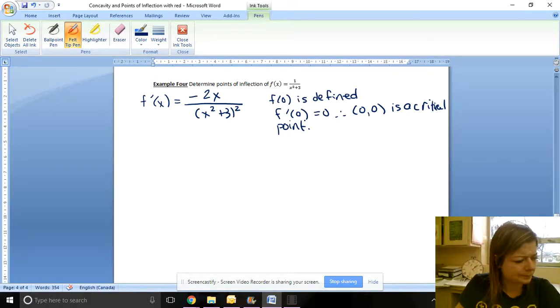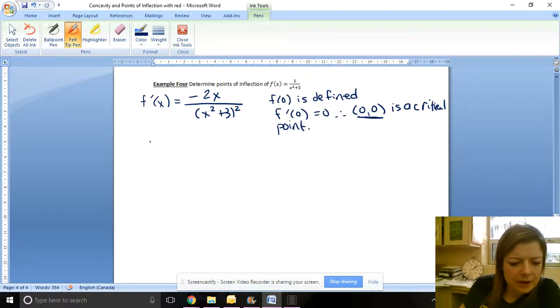So there you go. There's nothing that actually makes this function undefined. There's nothing that makes the denominator 0. So this is the only critical point that we find, again, because the denominator will never be 0. You can also note that there's no vertical asymptote for the same reason.